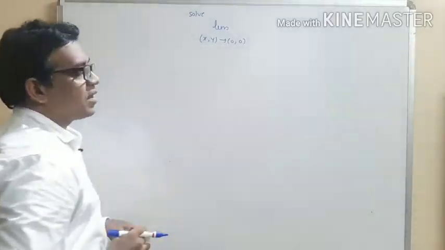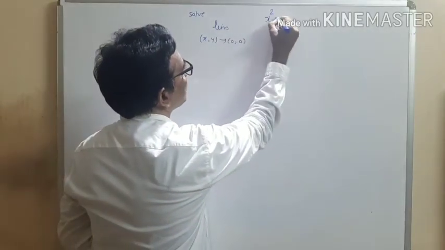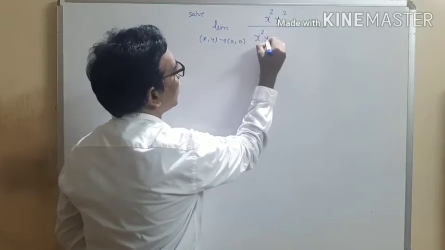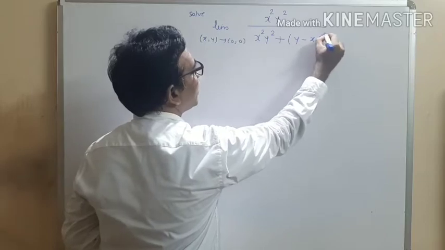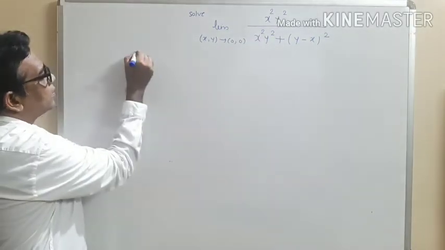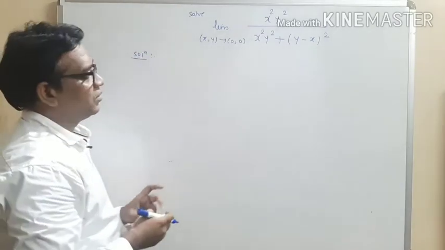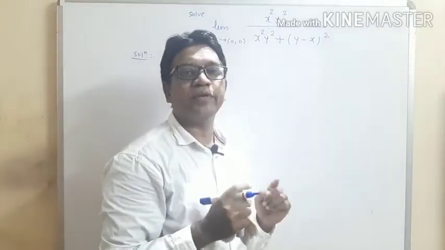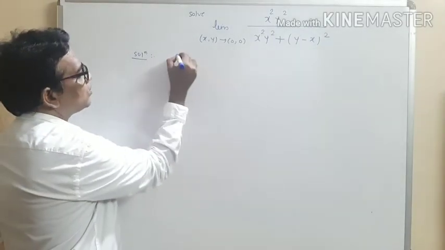Now you can solve this example. Limit (x,y) tends to (0,0) of the function x square y square upon x square plus y square plus (y minus x) bracket square. So write down the solution. What is the technique? Choose some different path and get some different limit. This is the technique only.